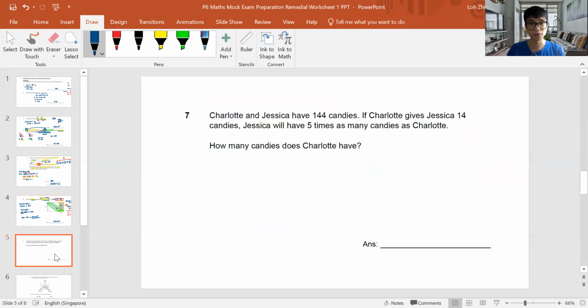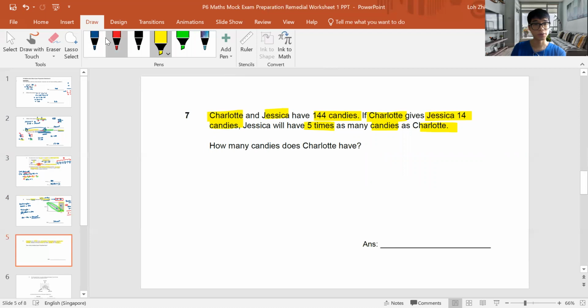Now, this next question talks about Charlotte and Jessica. Let's look here. Charlotte and Jessica have 144 candies. If Charlotte gives Jessica 14 candies, then Jessica will have 5 times as many candies as Charlotte.